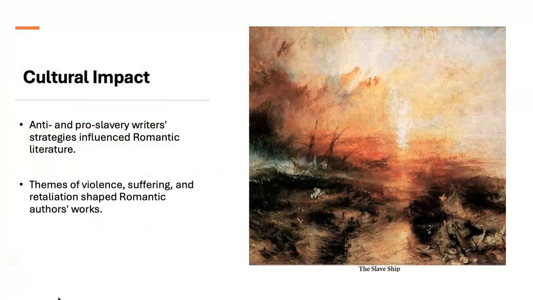The strategies for depicting violence, suffering, and retaliation that anti- and pro-slavery writers developed over the course of this long debate altered the cultural landscape. The influence of their writings is discernible throughout Romantic literature: in Romantic authors' apocalyptic imaginings, exploration of themes of guilt and confession, interest in the workings of pity, and consciousness of how language can fail in the face of atrocity.